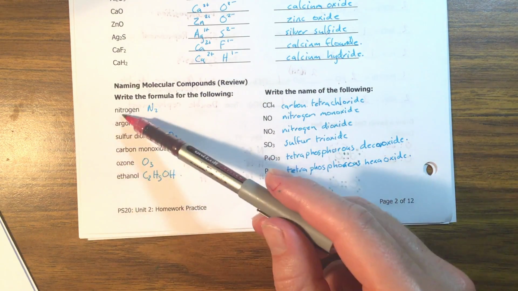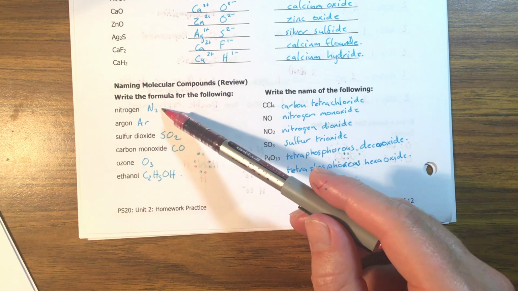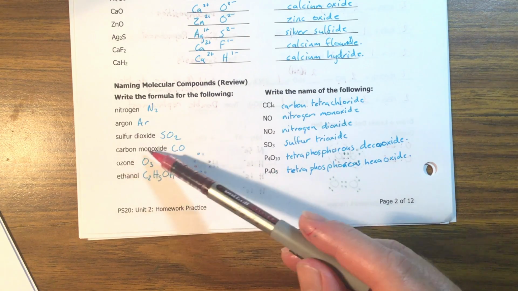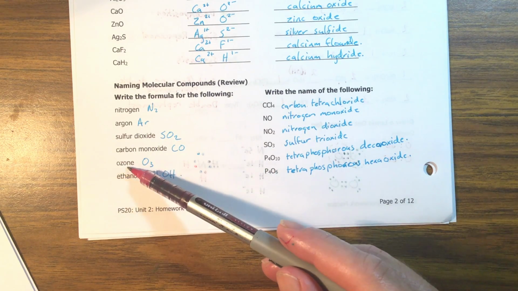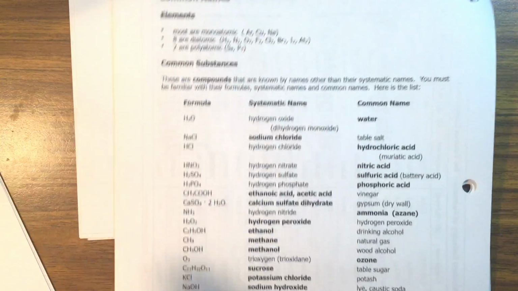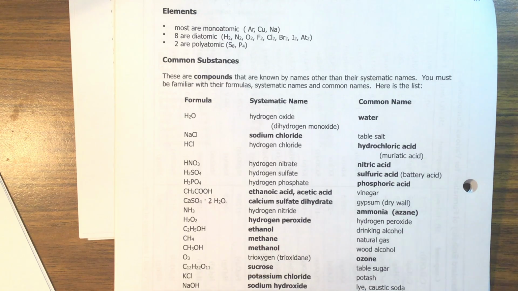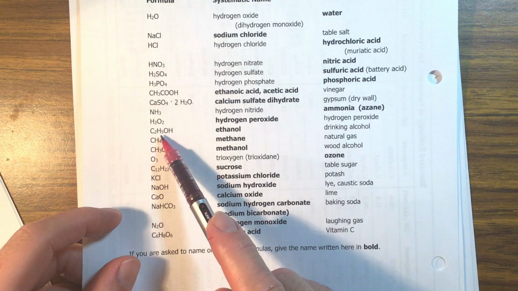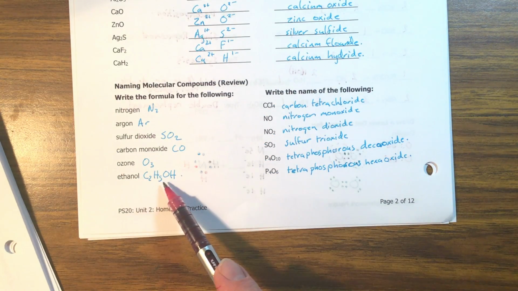Molecular compounds. Nitrogen, N2. It's one of our diatomic guys. Argon, Ar. Sulfur dioxide, SO2. Carbon monoxide, CO. Ozone, that's one from the table that you should know. I believe it is from right here, from these common substances. Ozone right there, trioxygen, ozone, O3. Ethanol. Ethanol's on here, it's C2H5OH.